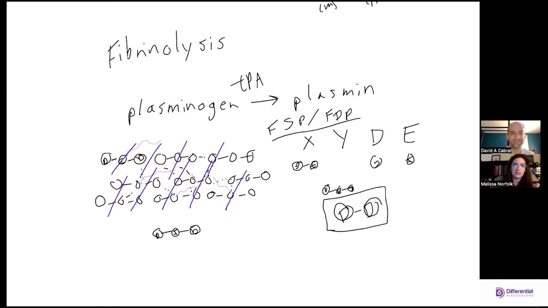Now, this is not saying that a positive D dimer means that clots are forming abnormally. It could be that someone had surgery or something, and then clots should be forming and being broken down.